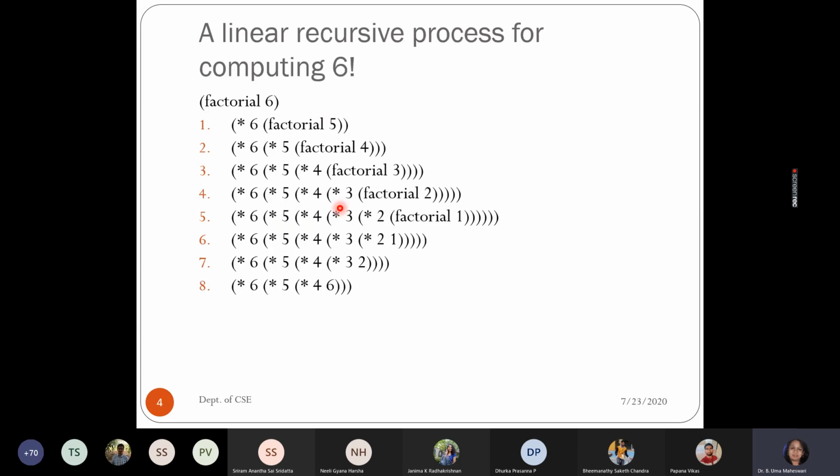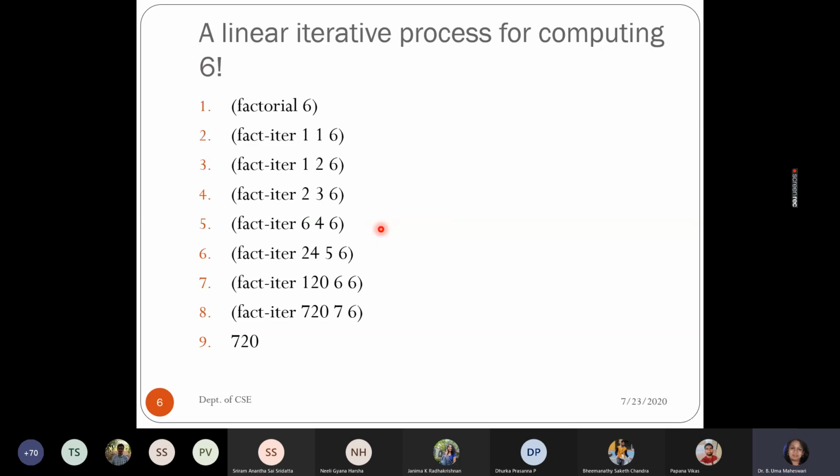But look at this process. How many things it has to memorize? 6, 5, 4, 3, 2. All those things have to be memorized by the interpreter. Right? It has to save them in some way. But here, in this particular thing, only 3 variables. Only 3 variables the interpreter has to remember.